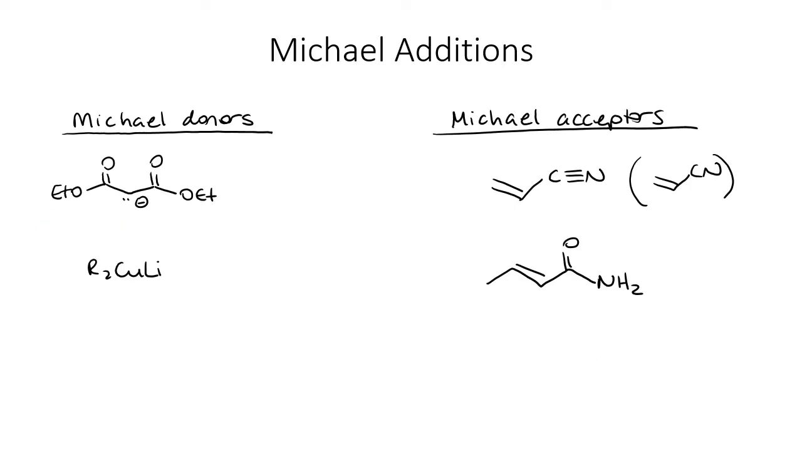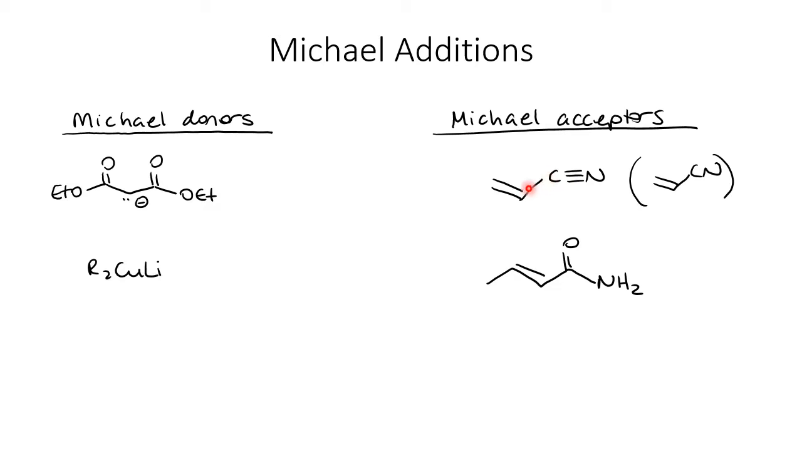So Michael donors can be any sort of stabilized enolate. So this is the conjugate base of the diethylmalonate. So this, once the enolate is formed, is stabilized as well. So this can act as a Michael donor. Gilman reagents can also act as Michael donors. They are weak nucleophiles.